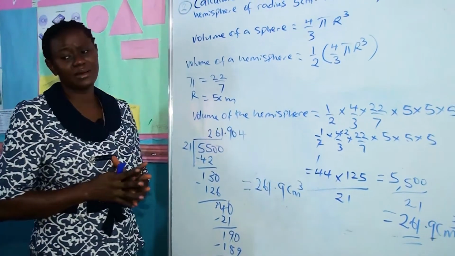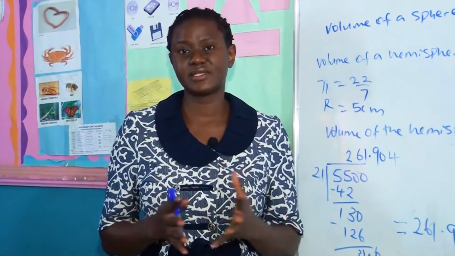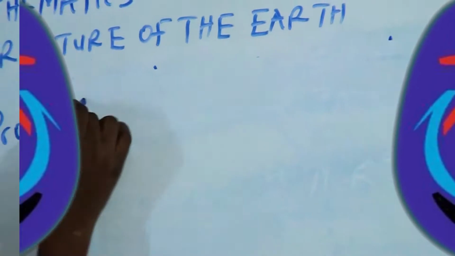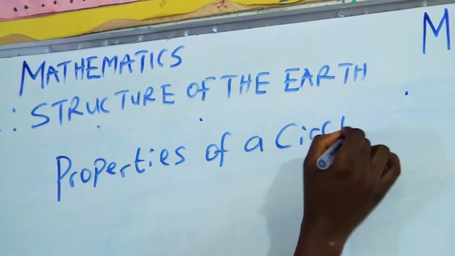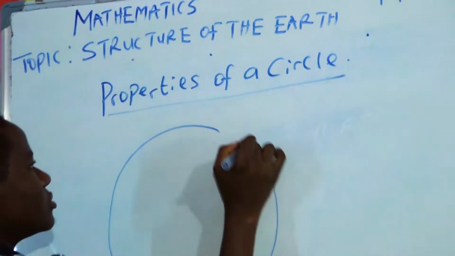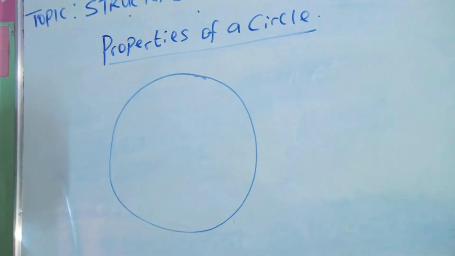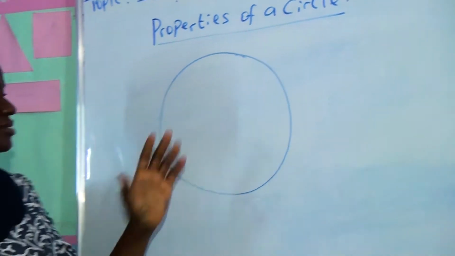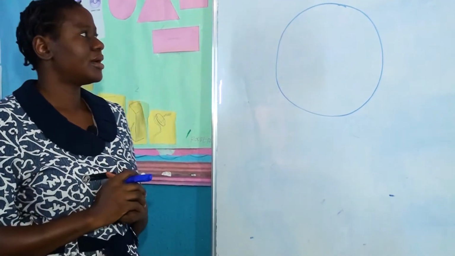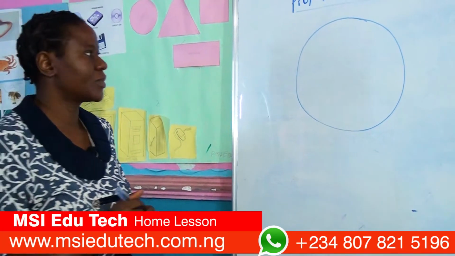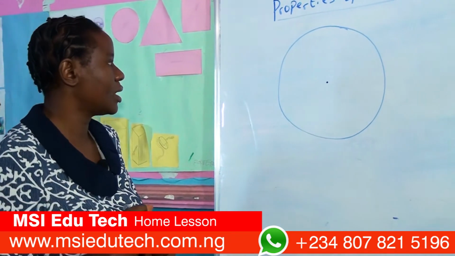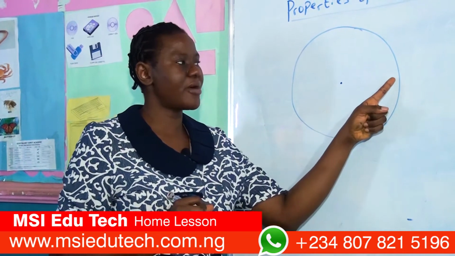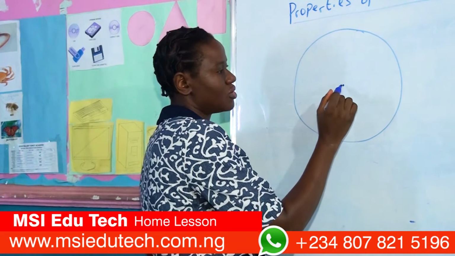Okay, let's talk about a circle, the properties of a circle. Remember we said the flat surface of a solid hemisphere is a circle. So let's talk about the circle. This is a circle. Now, a circle has a midpoint, a center. Let's assume this is the center of our circle. Any distance from this center to any point on the circle is given as radius r.